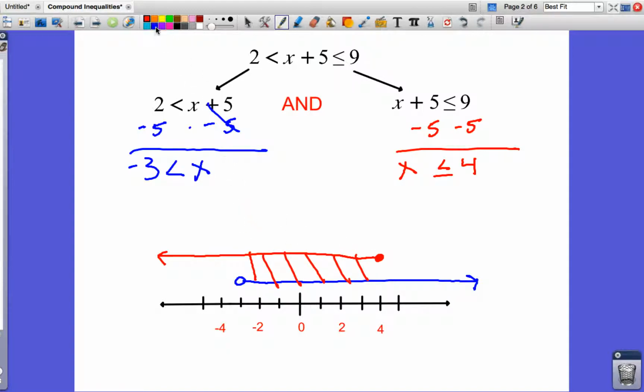So really, my final answer, my final graph should look something like this. And I'm just going to stop it here. This is my final graph if I had to put this on the number line. So let's actually put that on the number line just to make it look a little bit better. There we go. There's my final graph because it's the intersection of those two places. This is where x is between negative 3 and 4.